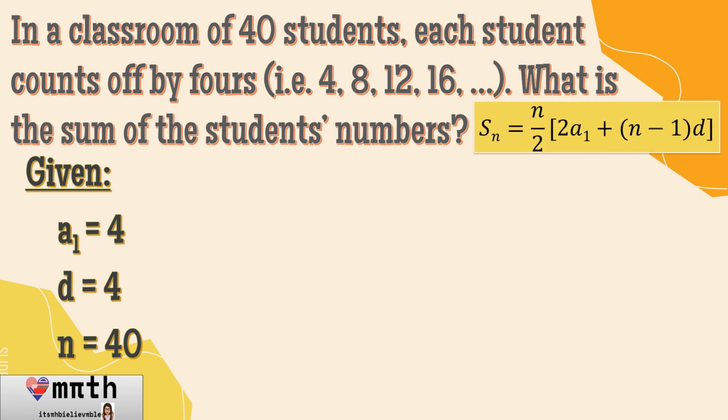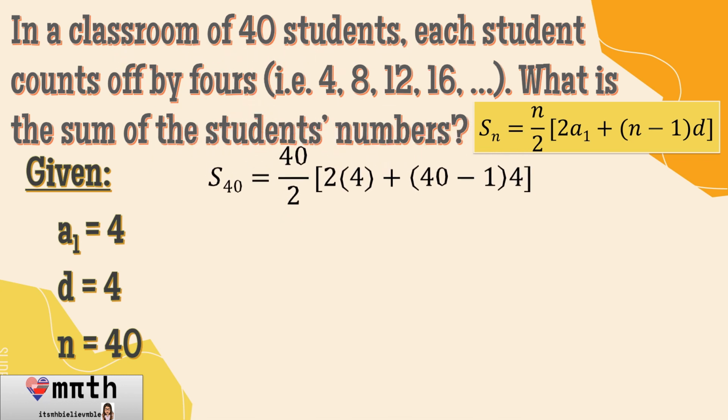Now, let us get the value by using again the formula of getting an arithmetic series of an infinite arithmetic sequence. So, as you notice, this is an infinite arithmetic sequence since we do not know the last term. So substituting again the given values to the formula, that would be S sub 40 is equal to 40 over 2 times 2 times 4 plus 40 minus 1 multiplied by 4. So the first thing that we should simplify is 40 minus 1, which is 39.